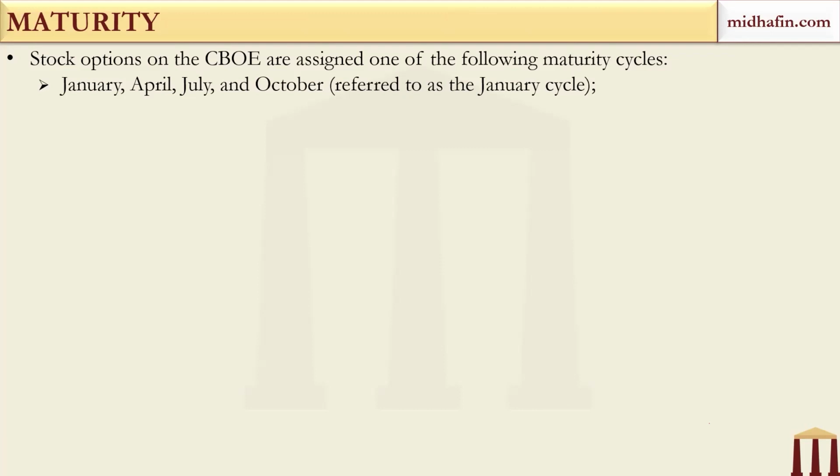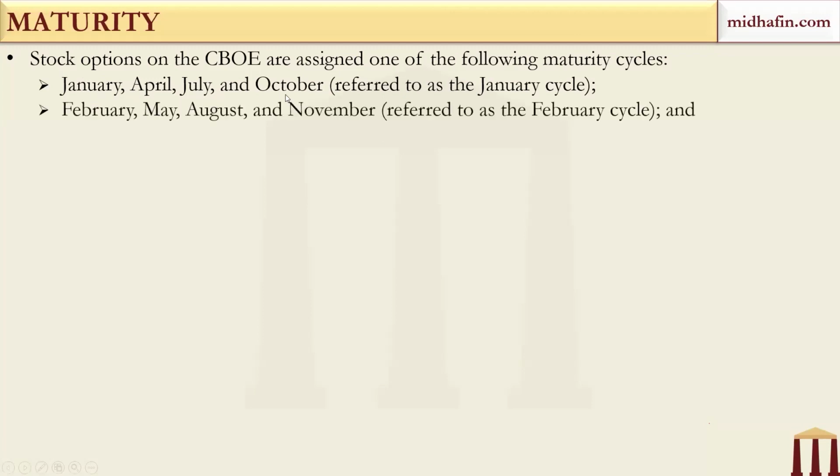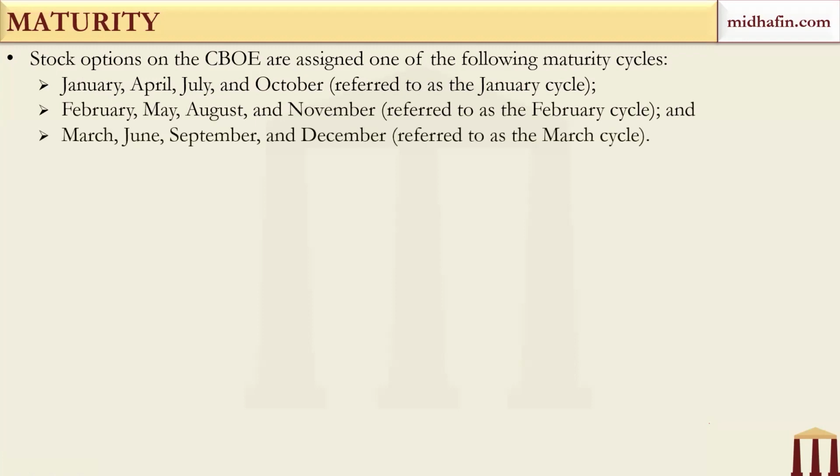If we talk about CBOE, stock options are actually issued in certain cycles. There are 3 cycles in a year. One is the January cycle, which comprises 4 months: January, April, July, and October. Then you have the February cycle, which comprises February, May, August, and November. And then finally, you have the March cycle, which comprises March, June, September, and December. So there are 3 cycles. In an option contract, they will declare which maturity cycle this option is in. They will show it to you that this option is in the February maturity cycle, or January cycle, or March cycle. It is predefined. Companies decide in which maturity cycle they want to issue the option.